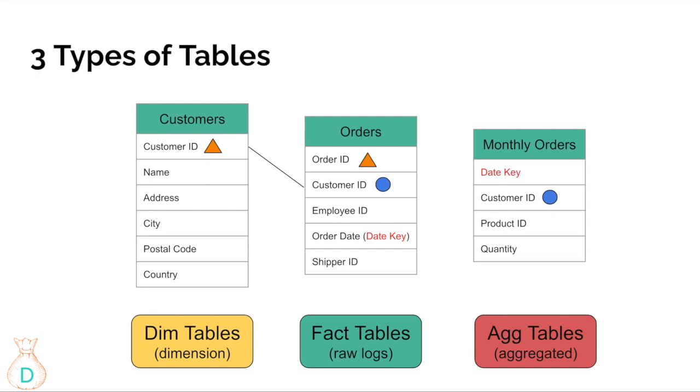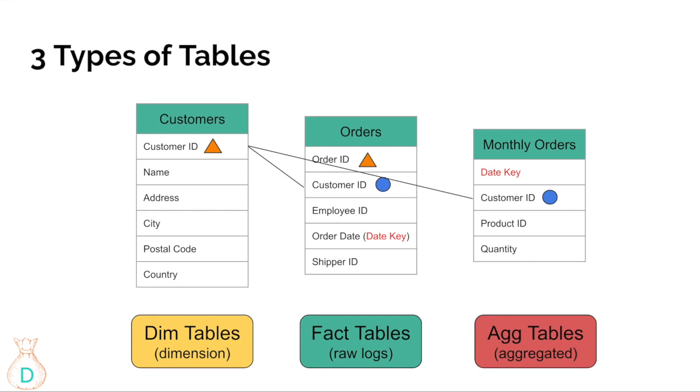And then you can see here the customer ID is available in the monthly orders table, and that can actually be mapped all the way back to the customers table. And keep in mind, usually the fact table or aggregated table would have a date key. And why is this so important?